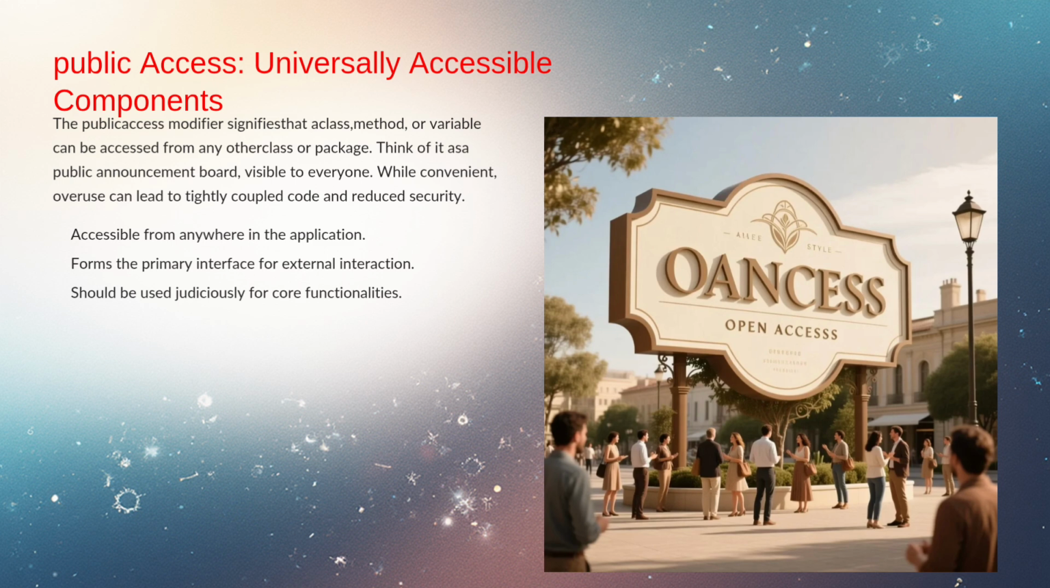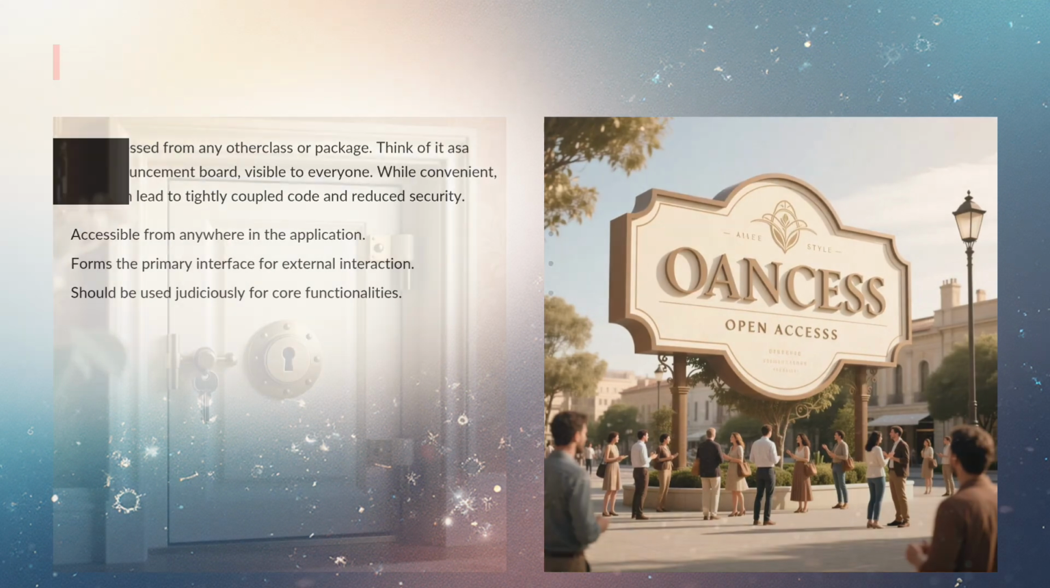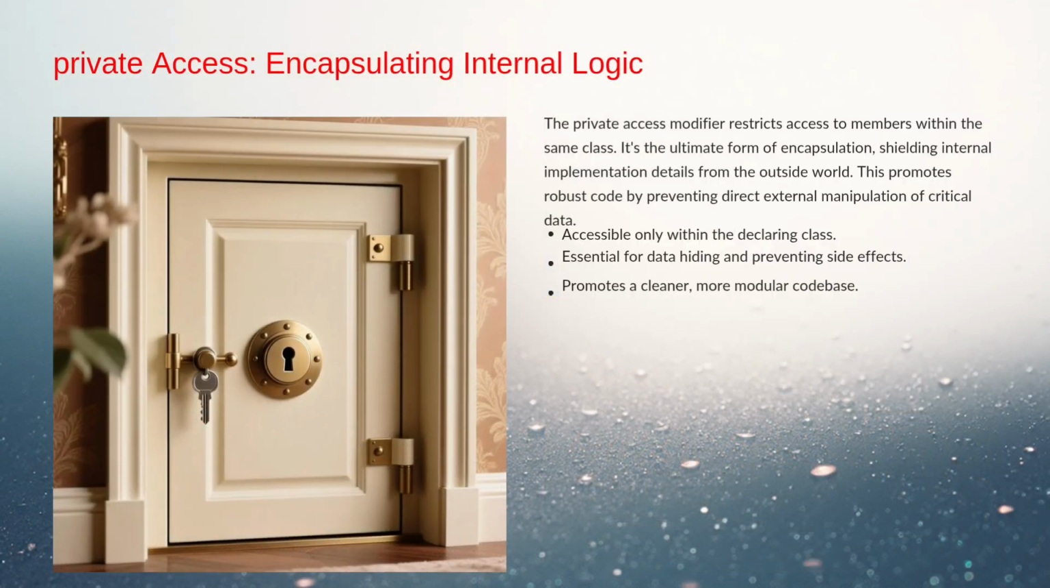Private access: encapsulating internal logic. The private access modifier restricts access to members within the same class. It's the ultimate form of encapsulation, shielding internal implementation details from the outside world. This promotes robust code by preventing direct external manipulation of critical data.